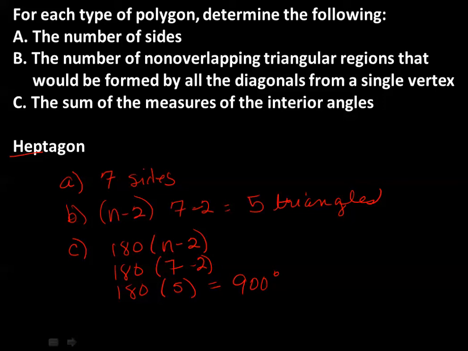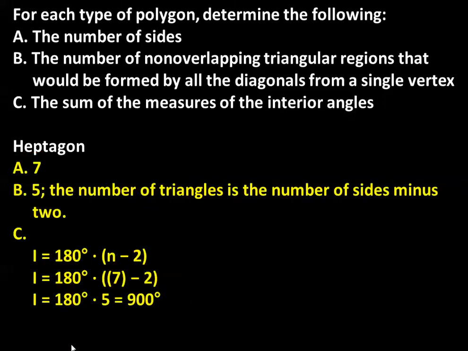I wanted to go back and look at this table. Not that one. Oh, it doesn't tell me. Okay, there's the check. 7 sides. 5 is the number of triangles in there. 900 is the sum of the interior angles.